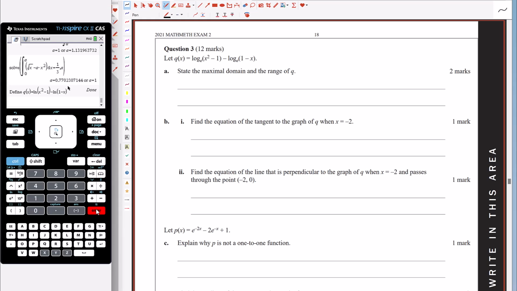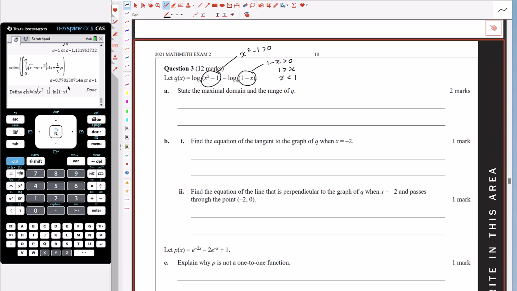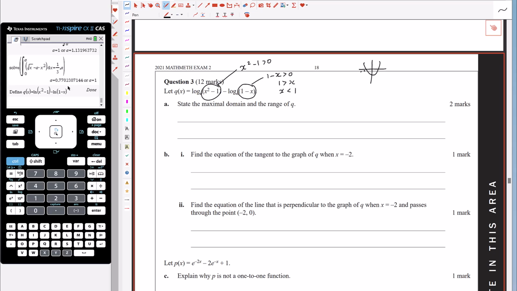Okay, state the maximal domain and range of q. Okay, so in terms of log functions, domain is to do with the fact that the thing inside the log has to be bigger than 0. So that means that x has to be less than 1 for that part of the function to exist. We also need x squared minus 1 to be bigger than 0. That's a quadratic inequality. X squared minus 1 is bigger than 0 when x is less than negative 1, or when x is bigger than 1. Okay, so we need the intersection of all of those things. So that is going to be x is less than negative 1.